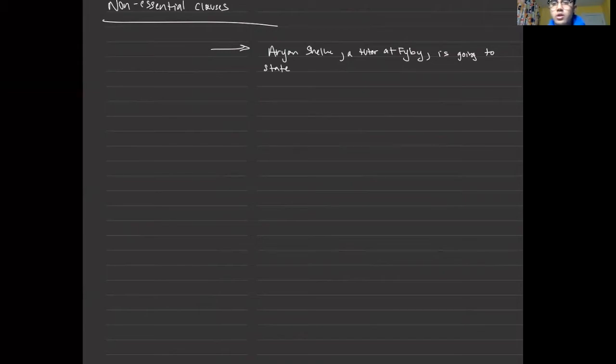So what here's our non-essential clause? It's right here. A tutor at FYBY. That's extra information. Again, we can take this out. What I mean is you can literally take this out and the sentence will still make sense. Aryan Shelky is going to State. Perfect. Aryan Shelky, the subject, is going to State. That perfectly fits all the parameters set by the grammatical syntax, right?